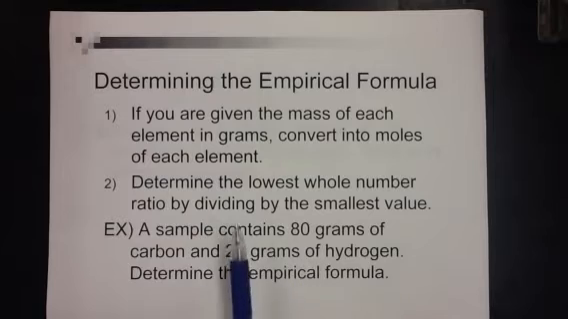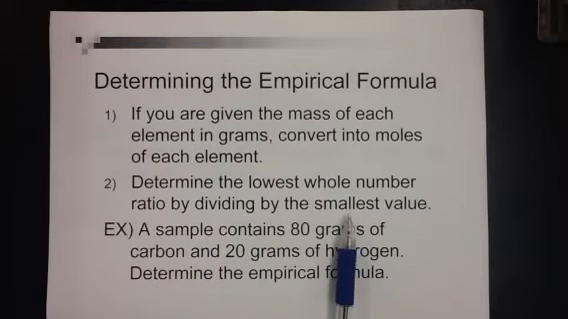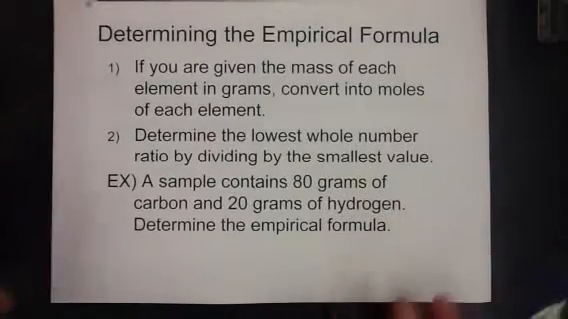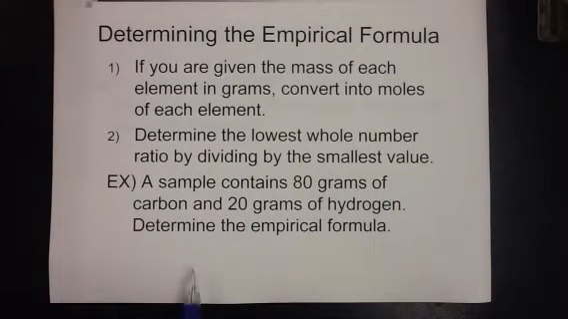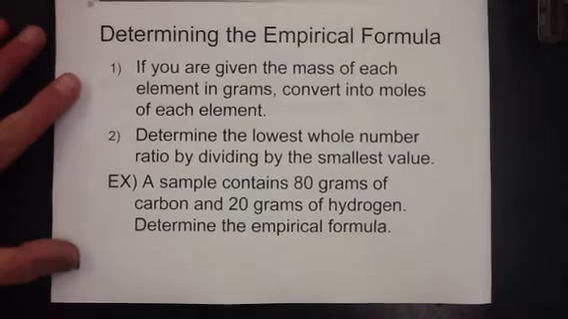The easiest way to do that is usually by dividing by the smallest value. If you divide everything by the same value, you're not changing the ratio, and this just helps us get it into a whole number. All right, so in my example here, I have a sample that's 80 grams of carbon and 20 grams of hydrogen, and I want to try to figure out what the formula of this compound is.